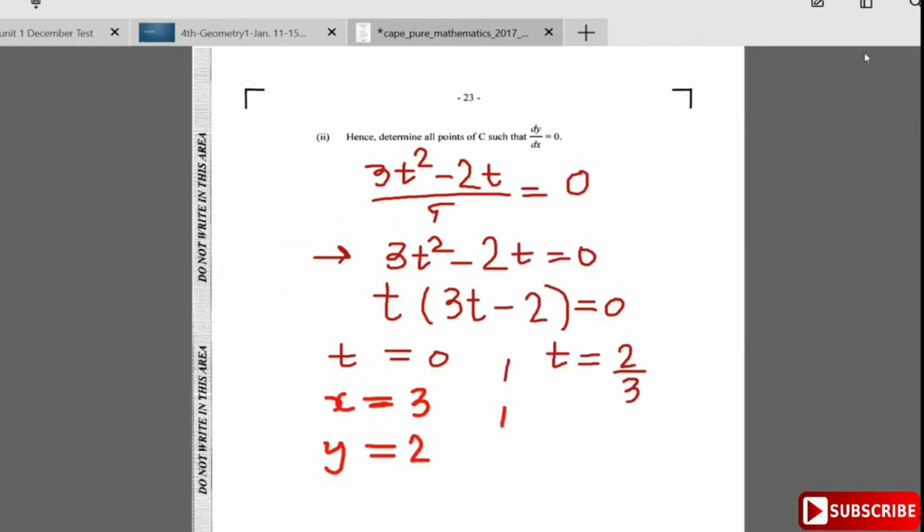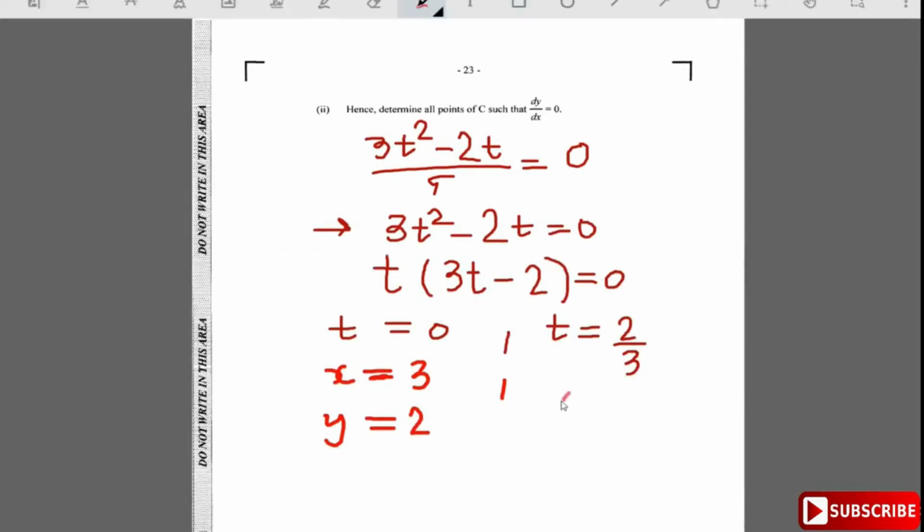So you get 6 and 1 over 3. That's one value that you're getting for x. 6 and 1 over 3.